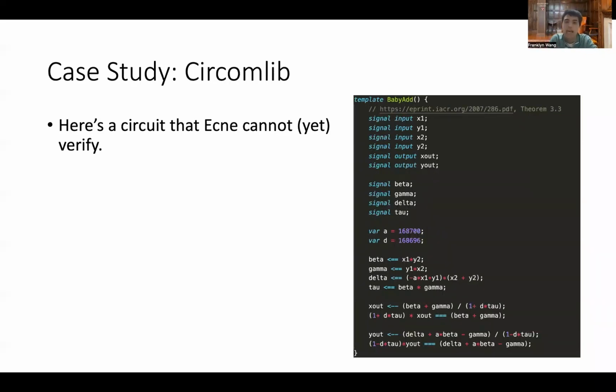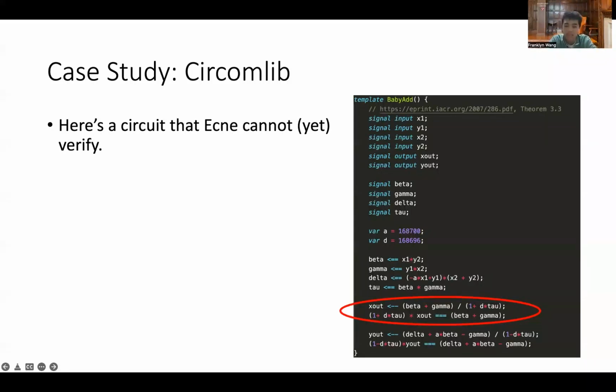So this is baby add. Baby add is a function that takes 2 points on an elliptic curve and adds them together. Here you might see, this is saying that beta is equal to this x1 times y2 quantity. So if all these inputs are unique, then beta is unique. Great. And gamma, delta, and tau are all unique. But now here's where it gets interesting. Look at this equation right here. You have that 1 plus d times tau times x out is equal to beta plus gamma. When Ecne saw this, it saw, okay, I know what d and tau are, so this is a uniquely determined expression. And beta plus gamma is also a uniquely determined expression.